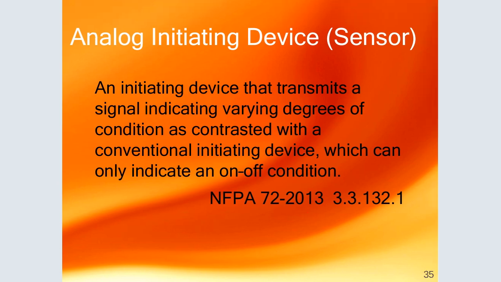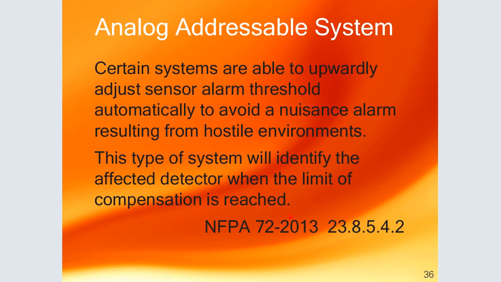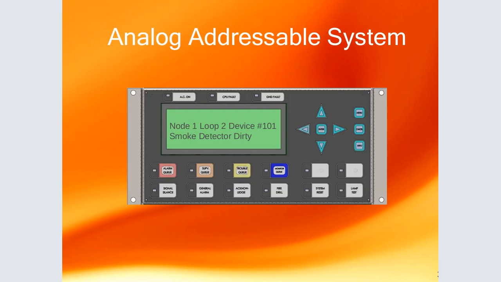An initiating device that transmits a signal indicating varying degrees of conditions, as contrasted with the conventional initiating device, which can only indicate an on and off condition. Now, certain systems are able to upwardly adjust the sensor alarm threshold automatically to avoid nuisance alarms resulting from hostile environments. This type of system will identify the affected detector when the limit of the compensation is reached.